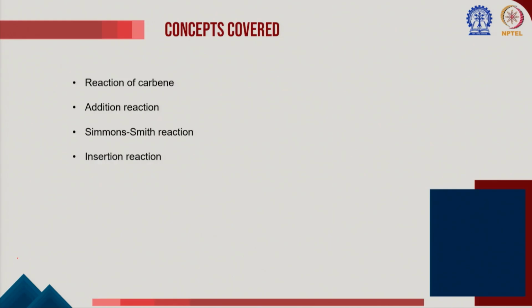So I am going to start with the addition reaction. I am going to show you what is the difference between singlet and triplet carbene once it adds to the olefin. Then I am going to talk about the Simmons-Smith reaction and various different examples, and there are some diastereoselective reactions I am going to talk about. Also I am going to talk about some enantioselective versions of that.